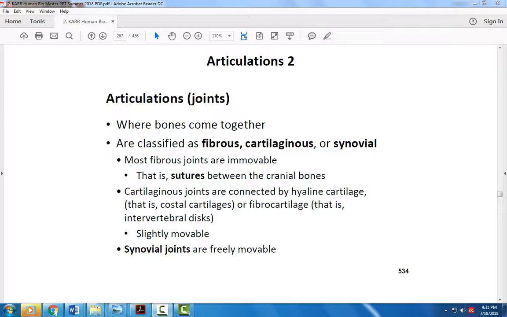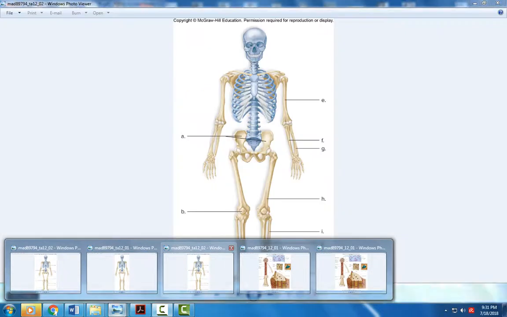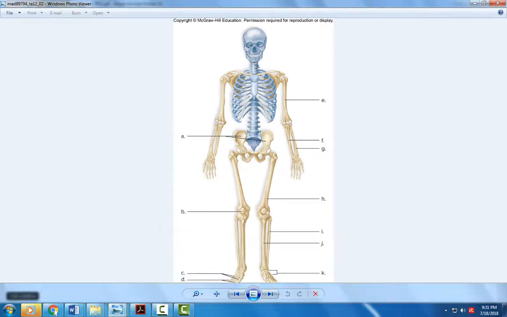Cartilaginous joints are joints where bones are connected by hyaline cartilage or fibrocartilage. We talked about the costal cartilages of the ribs. I'll pull up a picture here that we looked at. The costal cartilages are here where the ribs meet the sternum. So that's a cartilaginous joint.